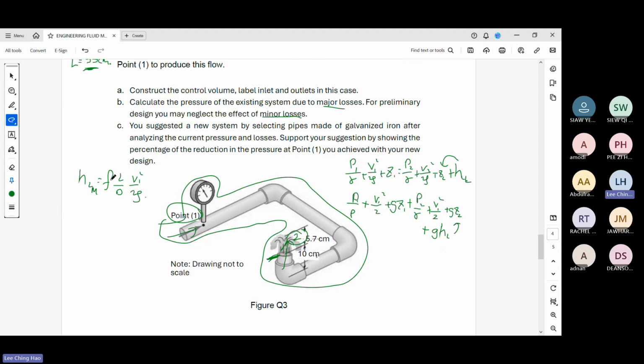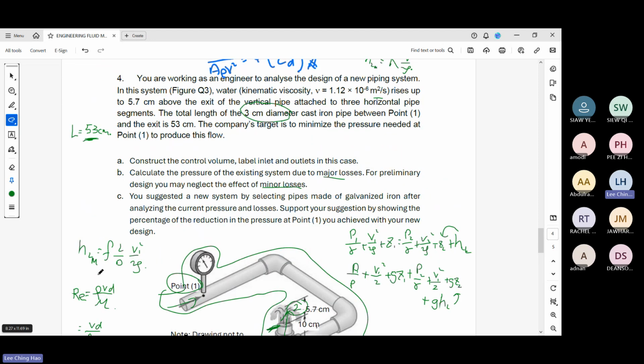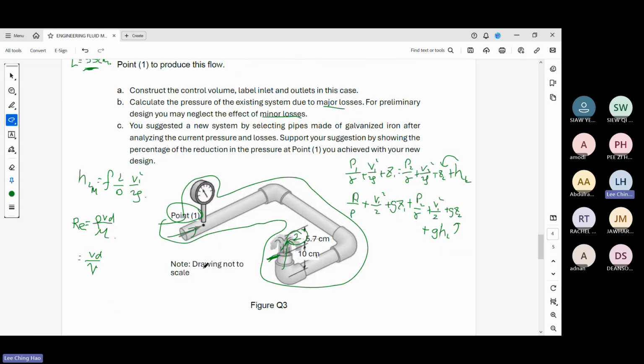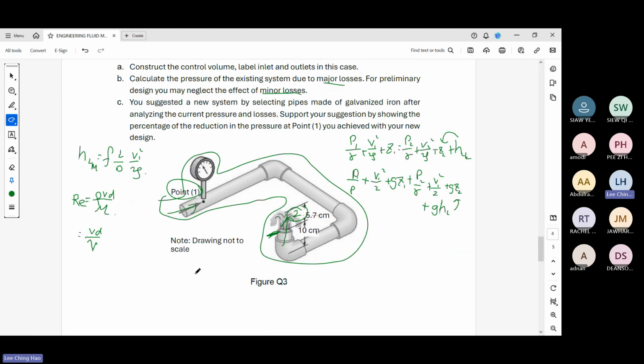But in order for you to find F, first of all you need to find the Reynolds number. The formula is given in the formula sheet: rho V d over mu, or we call it V d over kinematic viscosity. The question is giving kinematic viscosity, so then you have to use this.